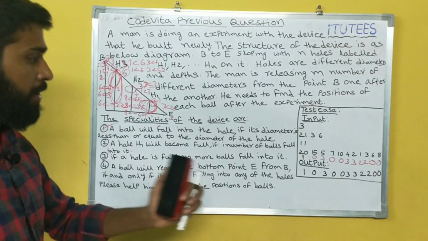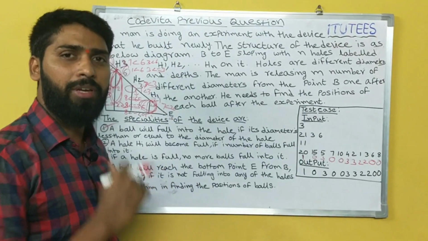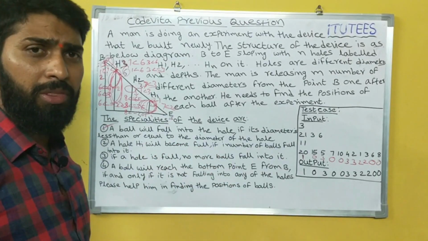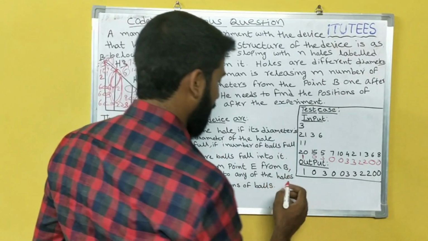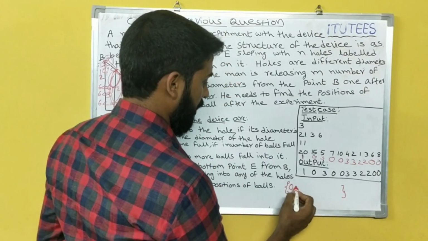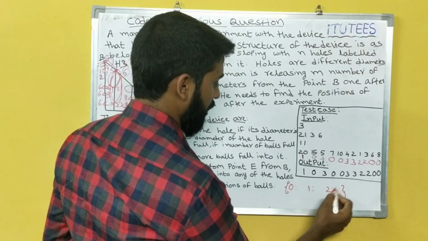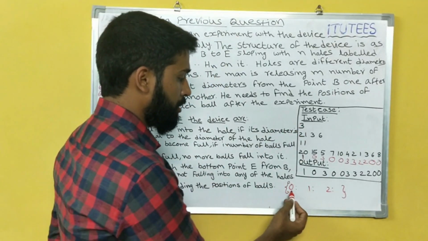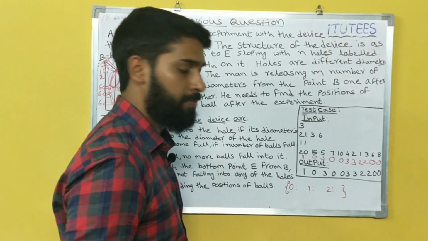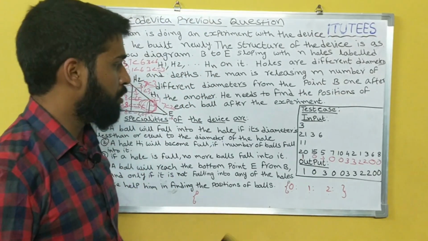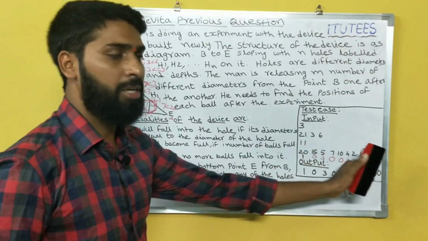Okay. So how can we solve this problem? I solve this problem with dictionaries. I am taking one dictionary. In this dictionary, I store the holes. How many holes here? 3. So 0, 1, 2. And I am taking another dictionary to store all the diameters of 11 balls.